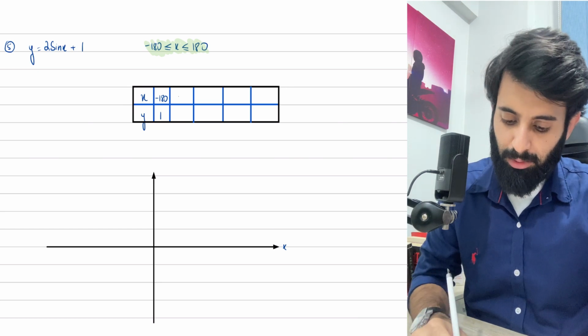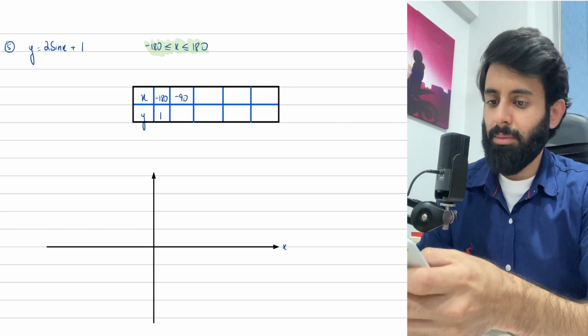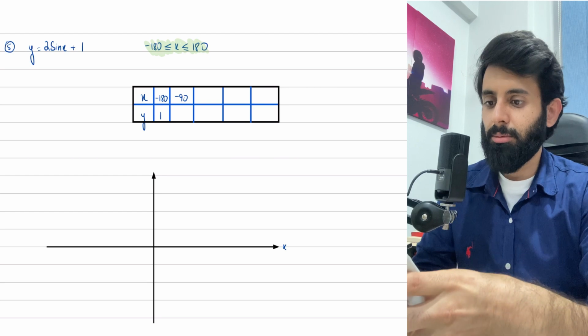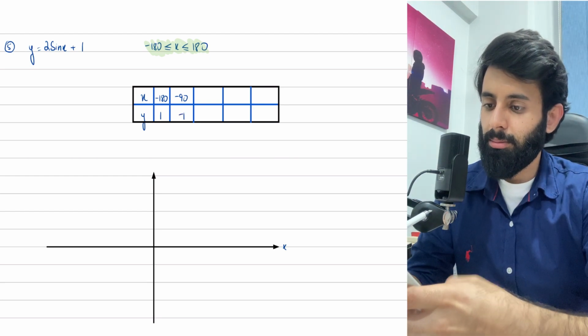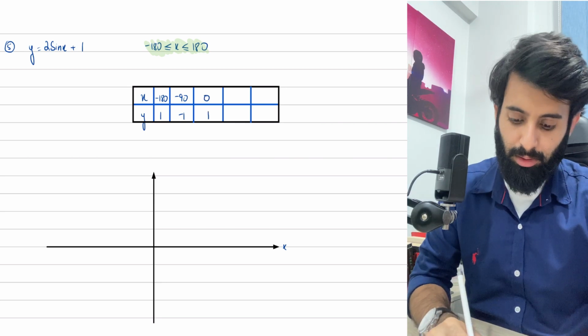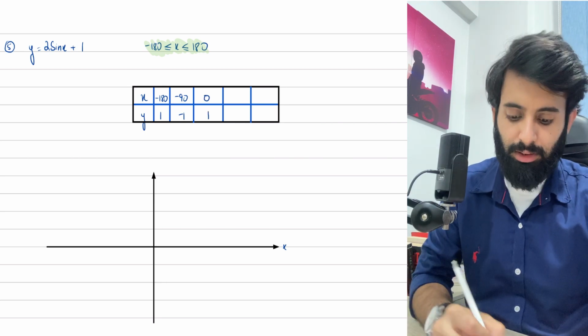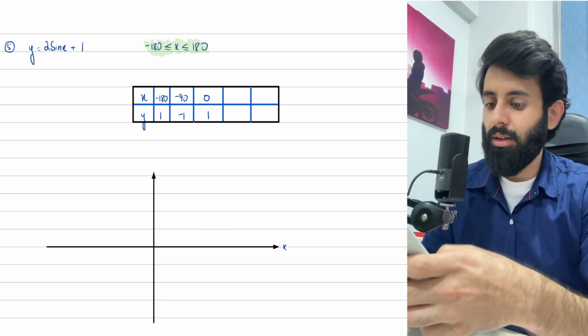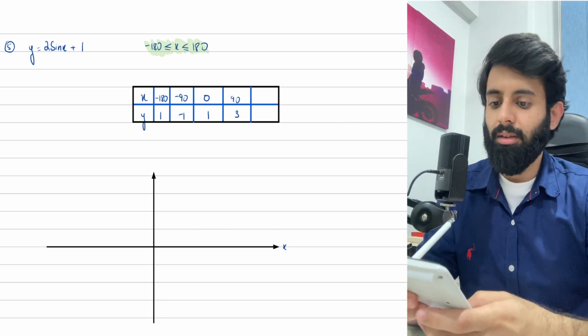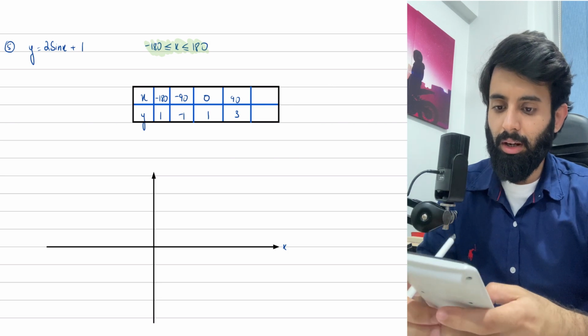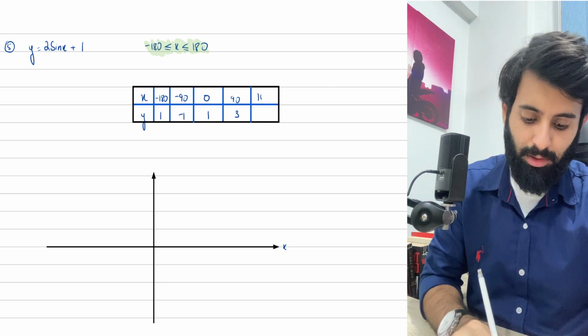So at minus 180, we're looking at 1. Now I'm going to replace minus 180 with minus 90, so I'm looking at minus 1. Then we replace this with 0, so we're looking at 1. Yes, at 0, it's 1. Then at 90, we're looking at 3. And then finally 180, which gives you positive 1.